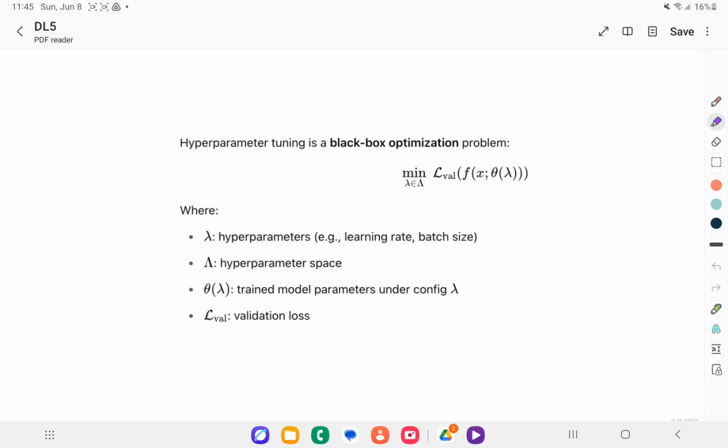So each guess is expensive. This is known as black box optimization. We don't know the gradient, and we can't compute the loss without full model training. That's why random search often beats grid search, so it covers more of the space with fewer trials.